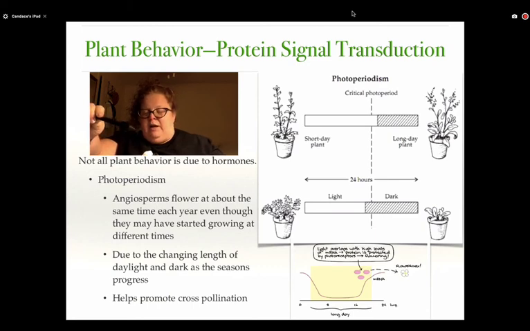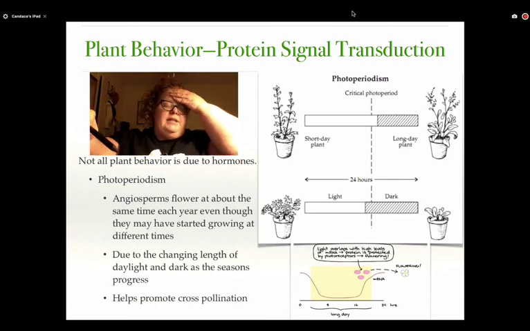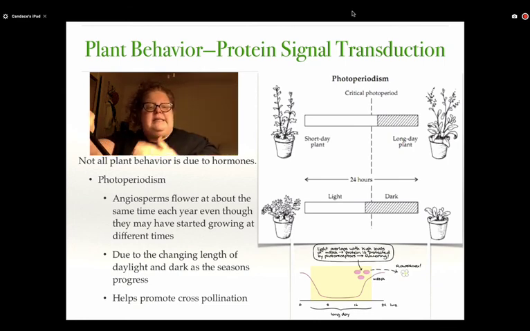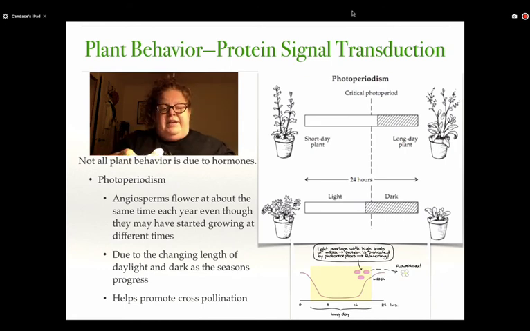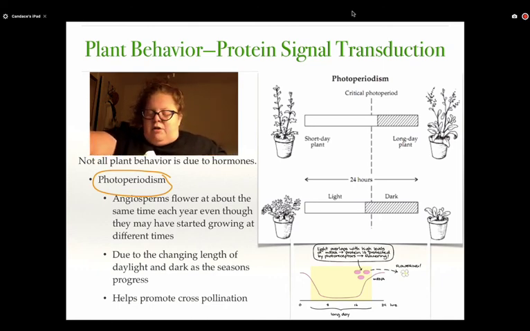I mentioned this before, that there are plants that have different seasons that they flower. And so this is a process called photoperiodism. And you'll see this listed as a tropism, but it's not. This is what is called a protein signal transduction. And this is as simple as I can make it. But essentially, it's to allow flowering plants.